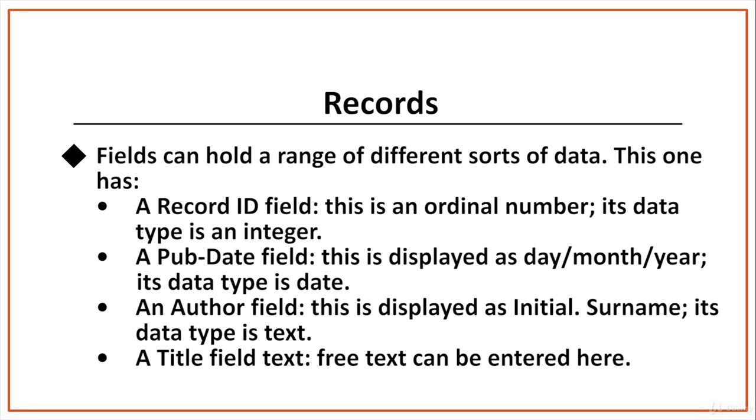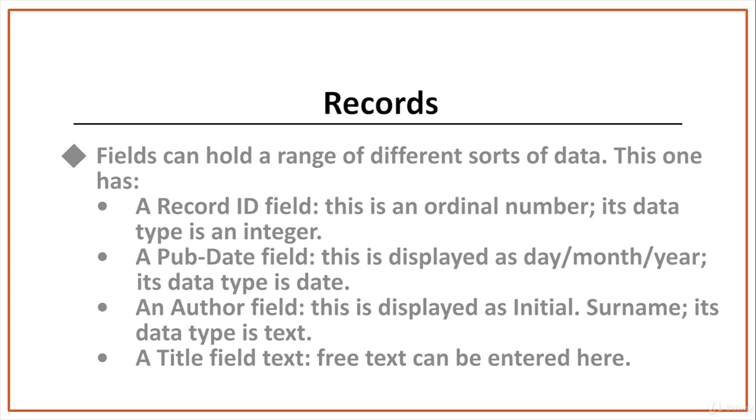Fields can hold a range of different sorts of data. This one has a record ID field. This is an ordinal number. Its data type is an integer. A pubdate field. This is displayed as day/month/year. Its data type is date. An author field. This is displayed as initial, surname. Its data type is text. And a title field, text. Free text can be entered here.